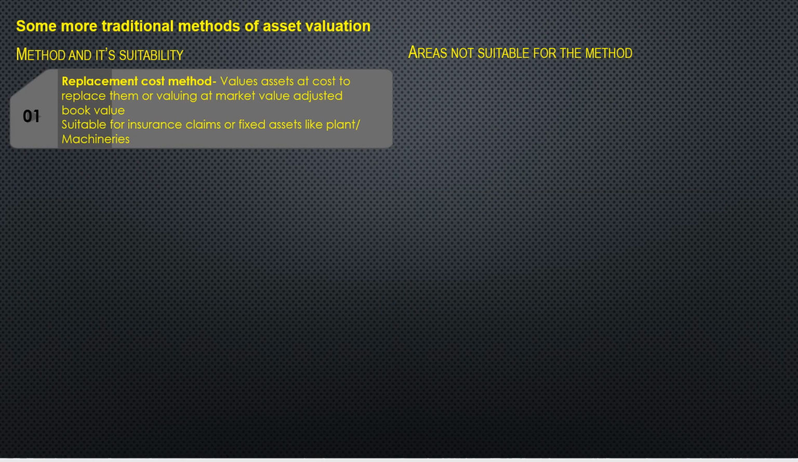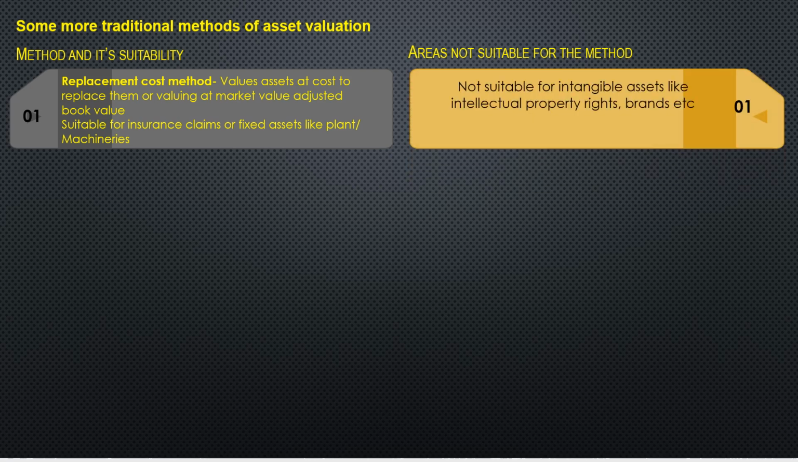Let's evaluate some more traditional methods of asset valuation. Replacement cost method. Values assets at cost to replace them or at market value adjusted book value. Suitable for insurance claims of fixed assets like plant, machineries, etc. Areas not suitable for the method. Not suitable for intangible assets like intellectual property rights, brands, etc.